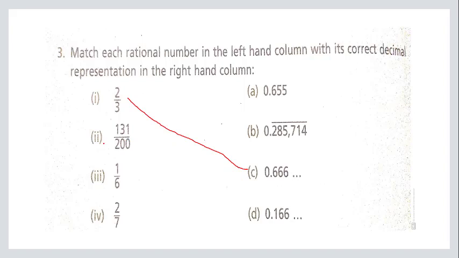Alright. Now second one, 131 divided by 200. When you divide 131 by 200, you get 0.655. So you need to match this with this one. Now third one, 1 by 6. Now if you divide 1 by 6, you get the answer 0.1666. So you need to match this with D. And obviously the last one, you need to match this with B.